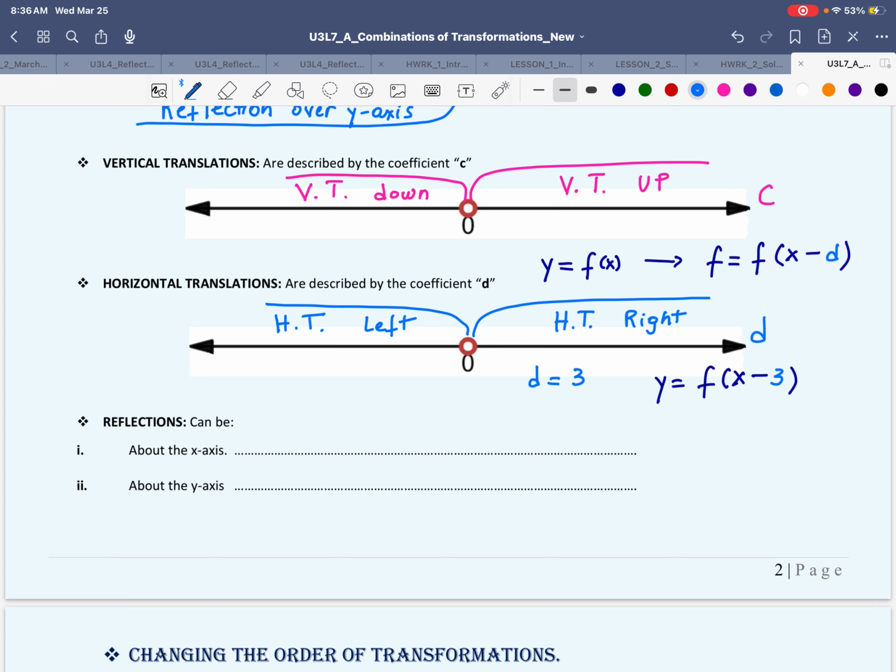Now, if the value of d happens to be a negative number, and I'm choosing negative 4 in this case, then y would be equal to f of x minus, and then negative 4. And that will make the function look like x plus 4. But remember that the plus sign indicates that the value of d was a negative, right? So the plus comes from the two minuses together. So whenever we see a plus, it means that the graph has moved in the negative direction, okay?